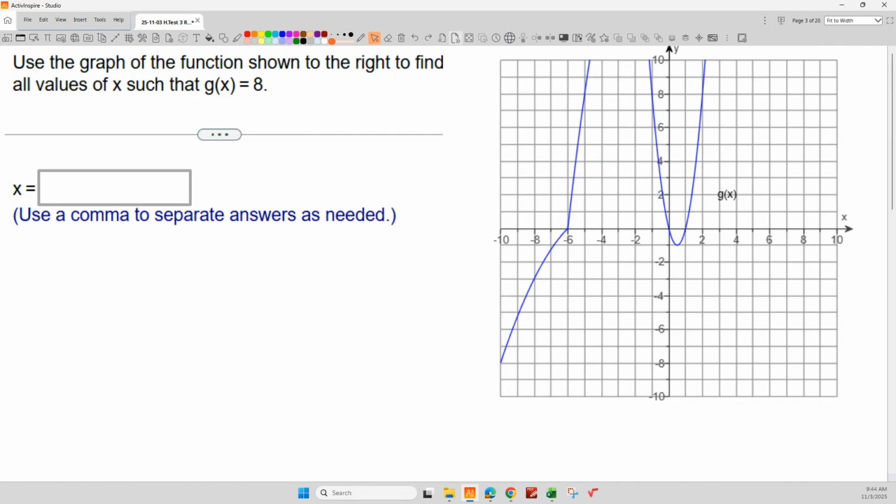Okay, what about this? It says use the graph of the function shown to the right to find all values of x such that g of x equals 8. So they're giving us g of x equals 8, input or output? Is that an output or an input value they're giving us? Output, right? It's the value of the function. Functions are just fancy ways of saying y, right? So that's just a y value. How would I find the solutions here? What would I do? What do you think?